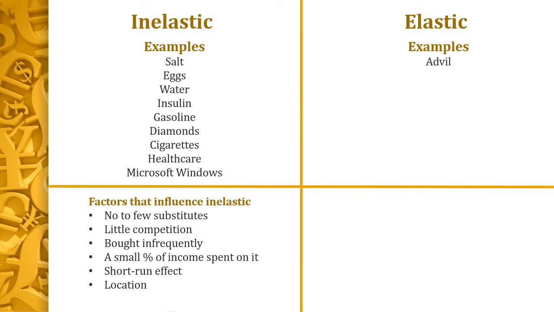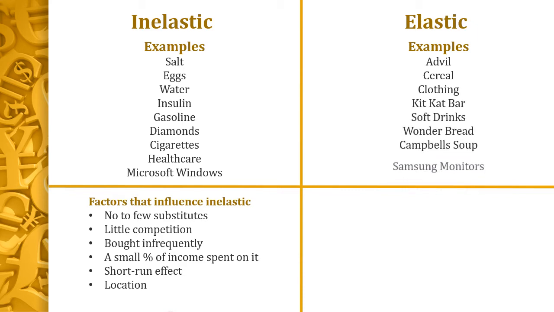elastic item. So as we begin to look at some of these elastic items, notice that some of these items are general categories like clothing, but other items are specific like Kit Kat bars. Well, Kit Kat bar is elastic because there are lots of other Kit Kat bars I could buy.